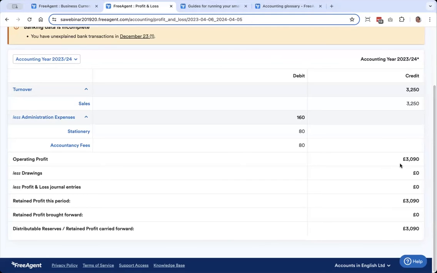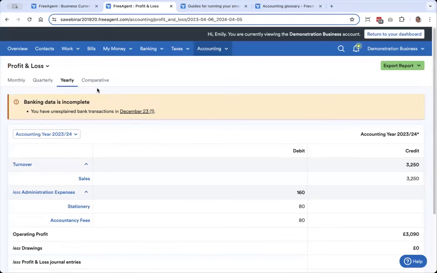You can also see by looking at your P&L things like, what costs has my business incurred? How high is my profit compared to my sales? How much for each pound of sales am I keeping as profit? If you divide your profit by your sales, you'll get a figure that's called margin. And what that shows you is, as I say, how much profit you're keeping for every pound of sales you're making.